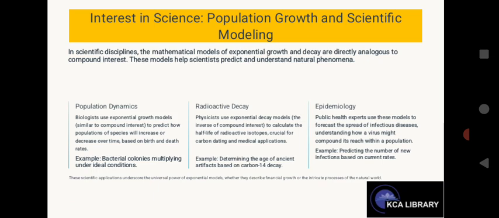So in scientific disciplines, for instance, we apply interest. The mathematical models of exponential growth and decay are directly analogous to compound interest. In population dynamics, biologists use exponential growth models similar to compound interest to predict how populations or species will increase or decrease over time based on either natality or mortality rate. Natality rate means birth rate, and mortality rate means death rate.